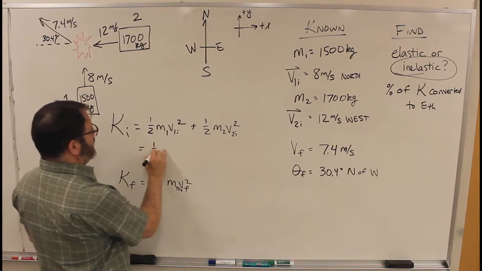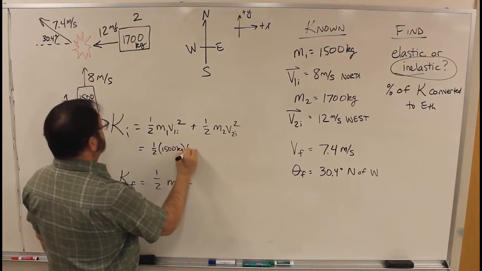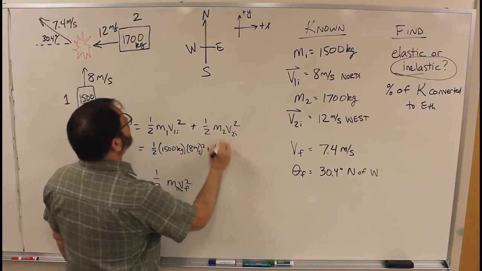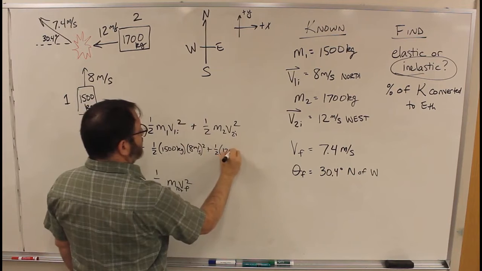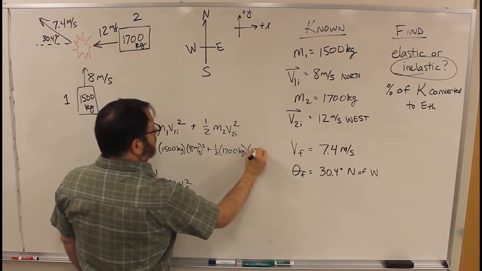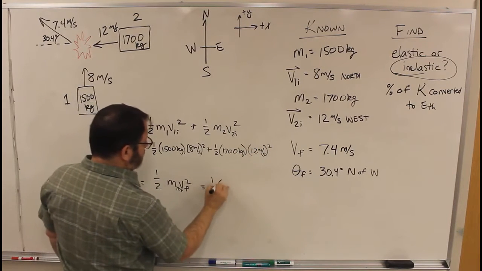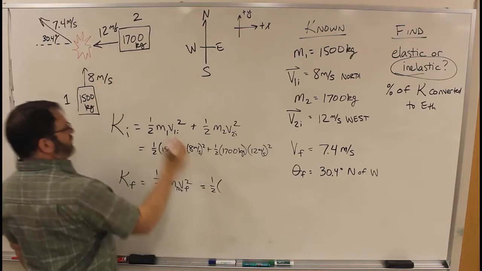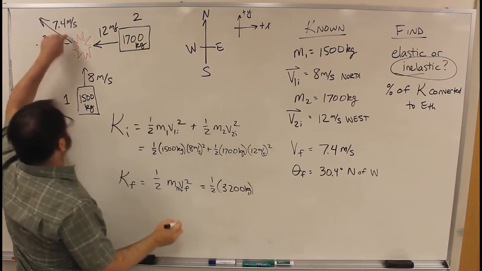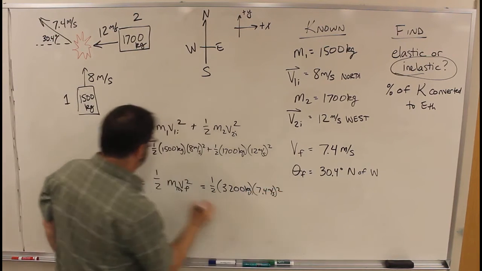So this is 1/2 times 1500 kg times 8 meters per second squared plus 1/2 times 1700 kg times 12 meters per second squared. For K final, this is 1/2 times 3200 kg times 7.4 meters per second squared.